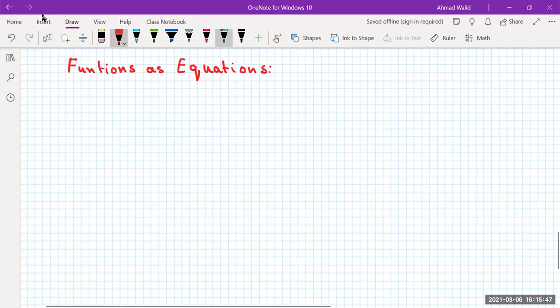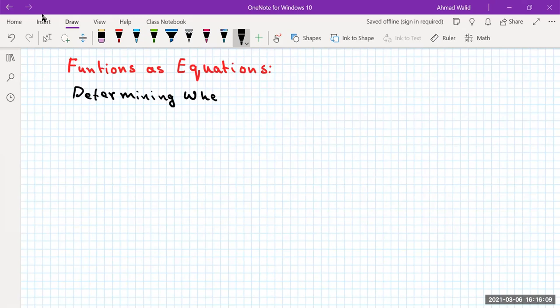And here we will also learn determining whether an equation represents a function.